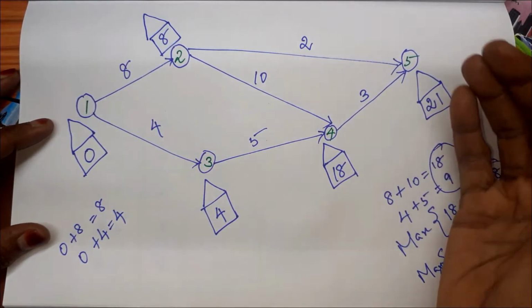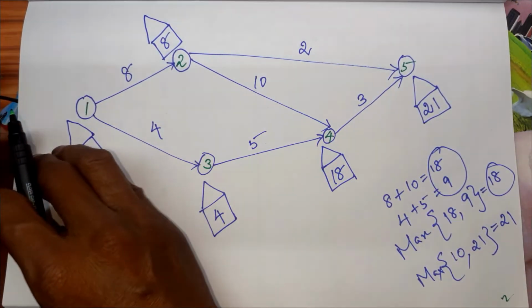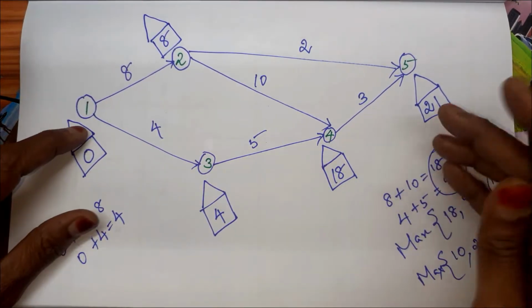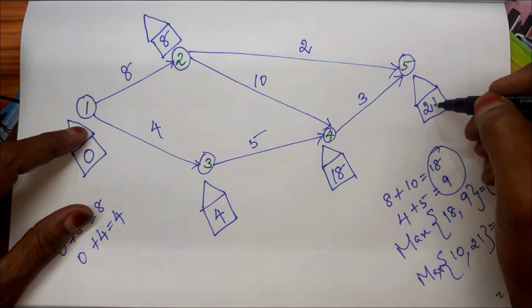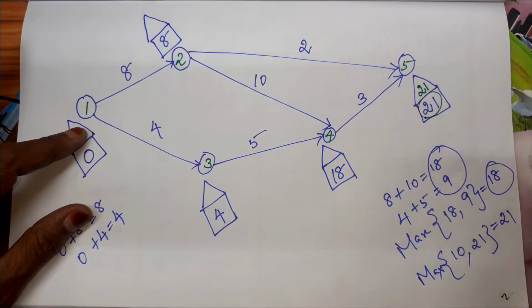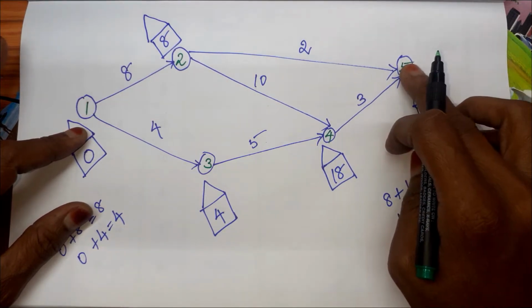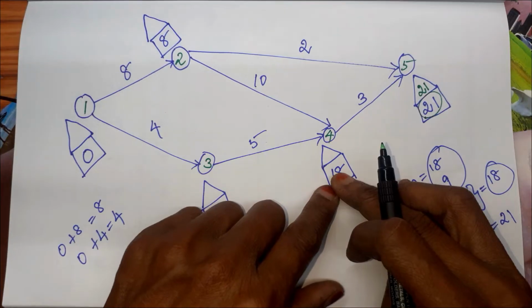But now we have to come in reverse. So starting from the last point and subtracting, we have to end at the first. So I have to start from 5. Whatever value I am getting here has to be taken at the top. So 21, the same 21 here. So after 5, next I can come to 4.